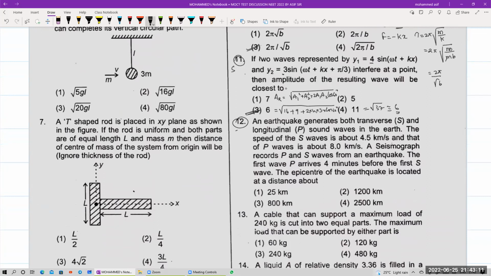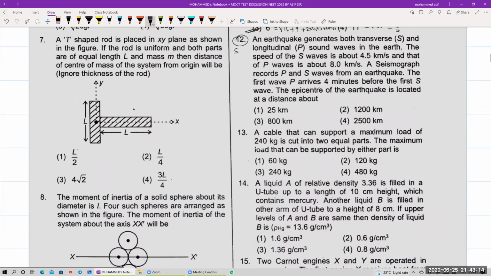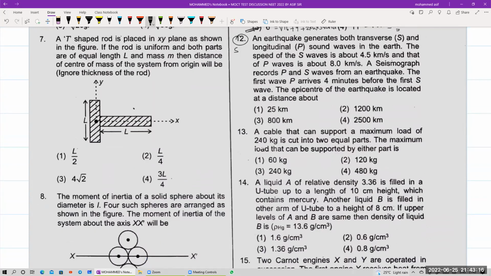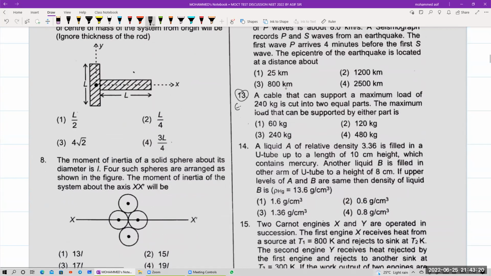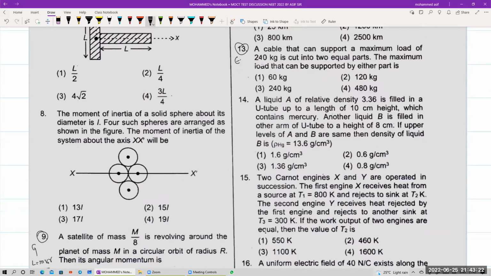The transverse wave and sound waves question. You come back again. See, this is an elasticity question. A cable that can support a maximum load of 240 kg is cut into two parts. The maximum load that can be supported by either part.